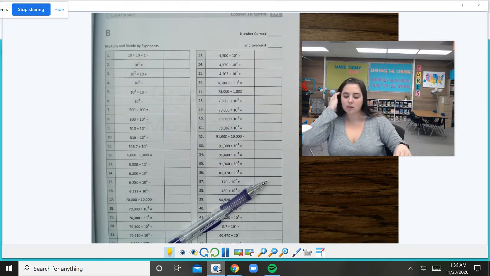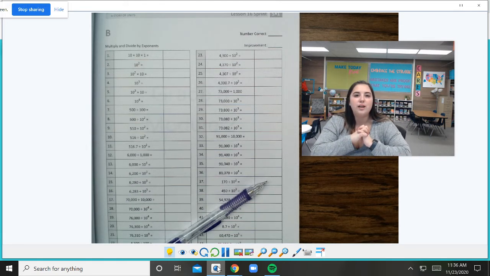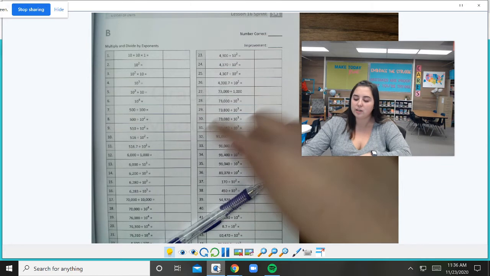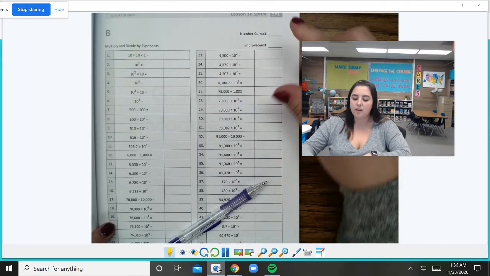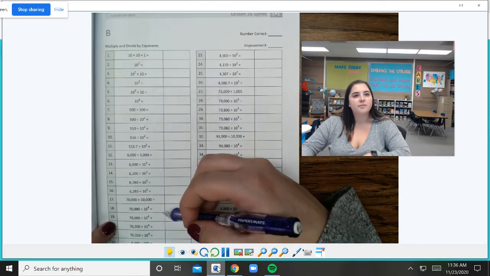Count them up. And then also figure out how many you improved by. I want to talk a little bit about this, so pause if you need more time to figure out your two numbers. And then let's take a look.